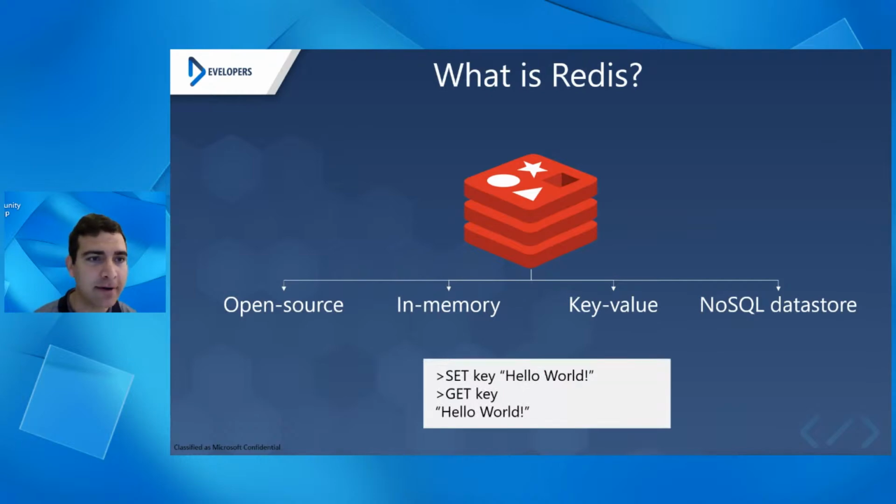All right, a basic example of what Redis looks like. You can set keys and values and then get those values back when you ask for the key. So in this case, the key is key and the value is hello world. When you request the key, you get hello world back. So that is the most basic form of Redis.